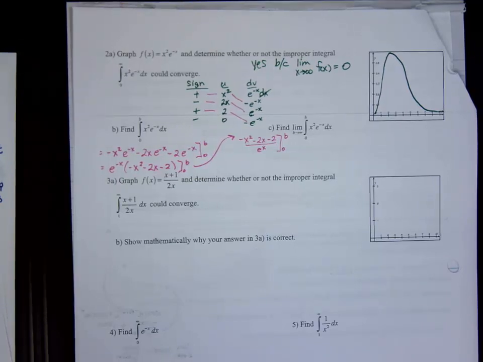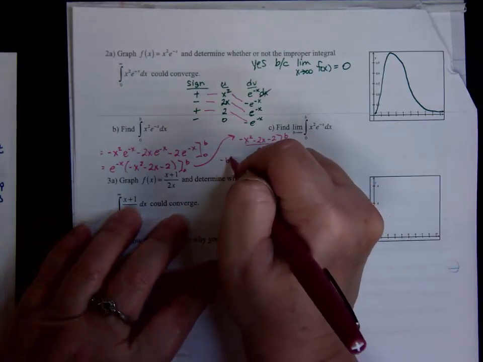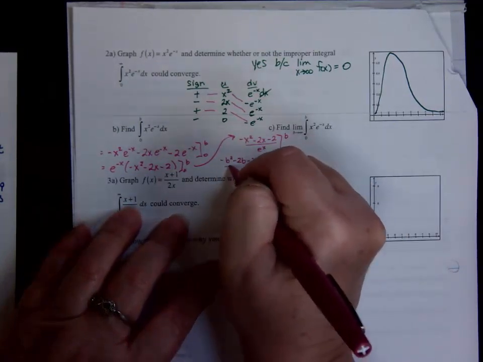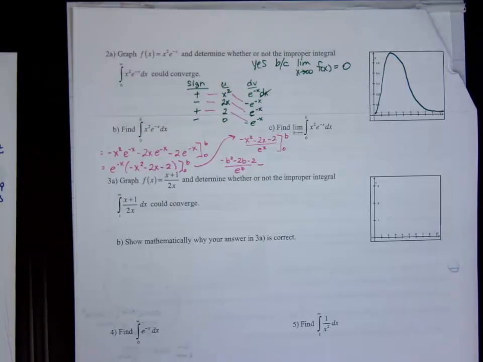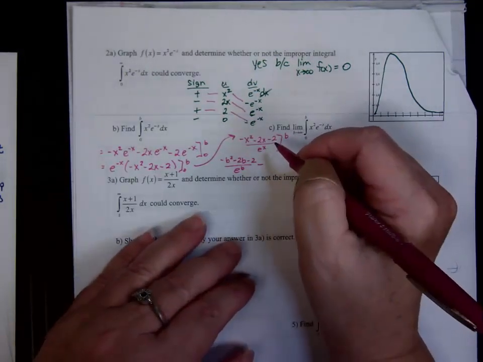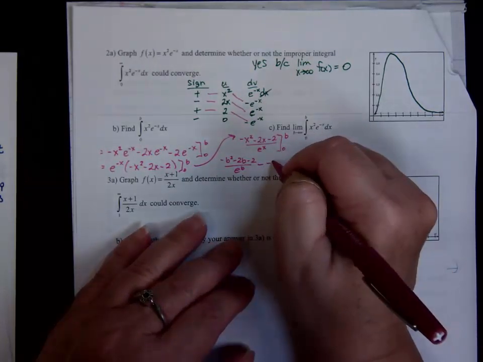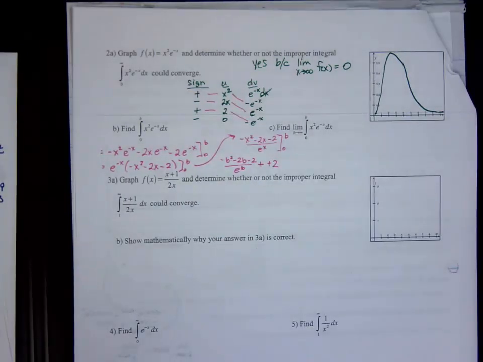So which of the two limits do we plug in first again? The b or the 0? The b. So we're just going to write the problem again with b. So it'd be negative b squared minus 2b minus 2 over e to the b minus, if I plug 0 into the top, what am I going to get? Negative 2 over e to the 0. And e to the 0 is what? 1. So it's just negative 2 minus negative 2, which I am now going to make plus 2. Okay, so that's the answer to part B.